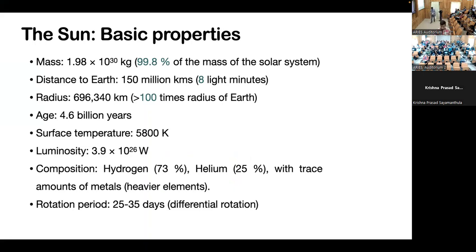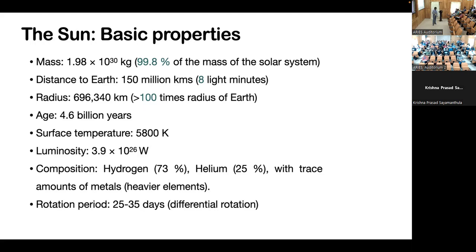All right. So before introducing you to the solar atmosphere, some of the basic properties of the sun. So the sun, as such, maybe some of you are already aware, it is a huge ball of gas. The mass of the sun is about 1.98 into 10 power 30 kilograms, as it is written there. But what is interesting, perhaps, for perspective, is that it constitutes about 99.8% of the mass of the entire solar system.